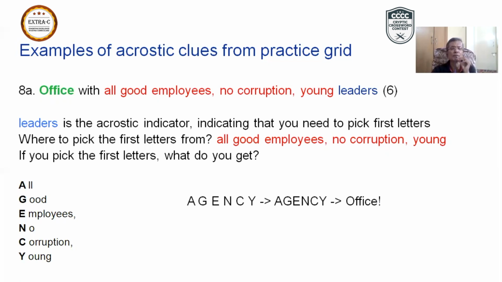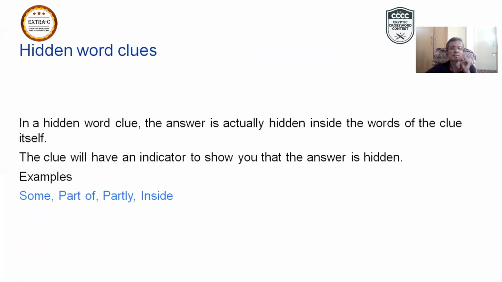That's an example of an acrostic clue. Let's look at another easy type of clue, which is the hidden word clue. Here, the answer is actually hidden inside the words of the clue itself. And the clue will have an indicator to tell you that the answer is hidden. Indicators could be some, inside, hidden, part of, partly, etc.